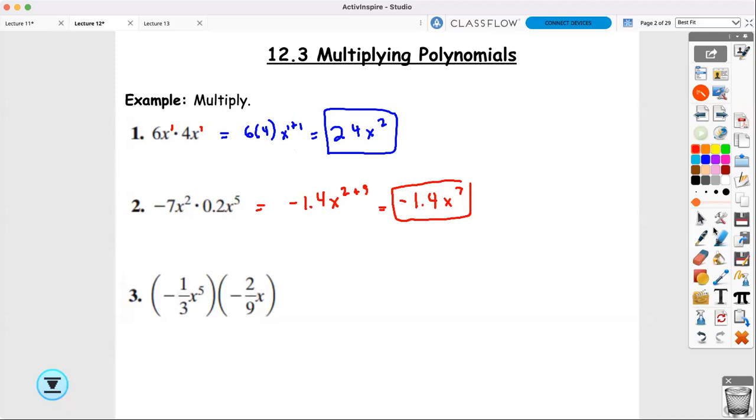Now for the final problem, -1/3 x to the 5th times -2/9 x. So we're going to multiply the two fractions, right? So we're going to get equals negative.